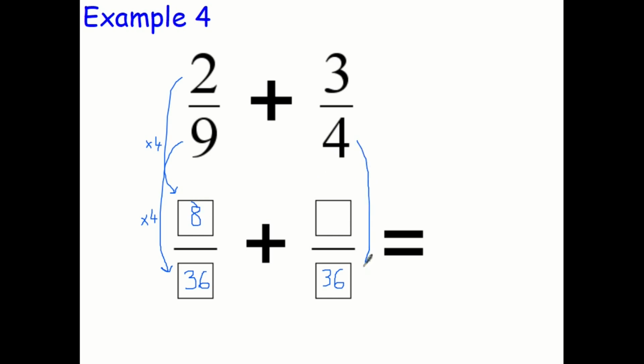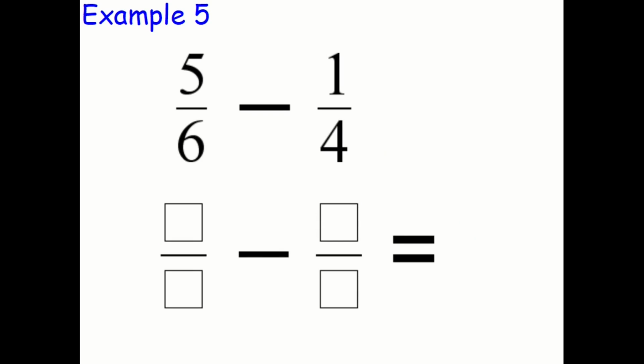Here the 4 has been multiplied by 9, so the 3 has to be multiplied by 9 as well. And 3 9s are 27. So now that I've got a common denominator of 36, I can just add my numerators, and that gives me 35/36ths, just under 1 whole. 35/36ths.